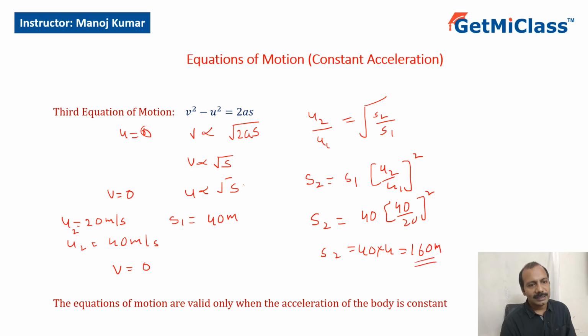Not only here, wherever we have a possibility of using ratios and proportion, the calculation will be very much simplified. So this is about equations of motion when the acceleration is constant. Again, as we said, all these three equations are valid only when the acceleration is constant. If acceleration is not constant, we cannot use these equations.